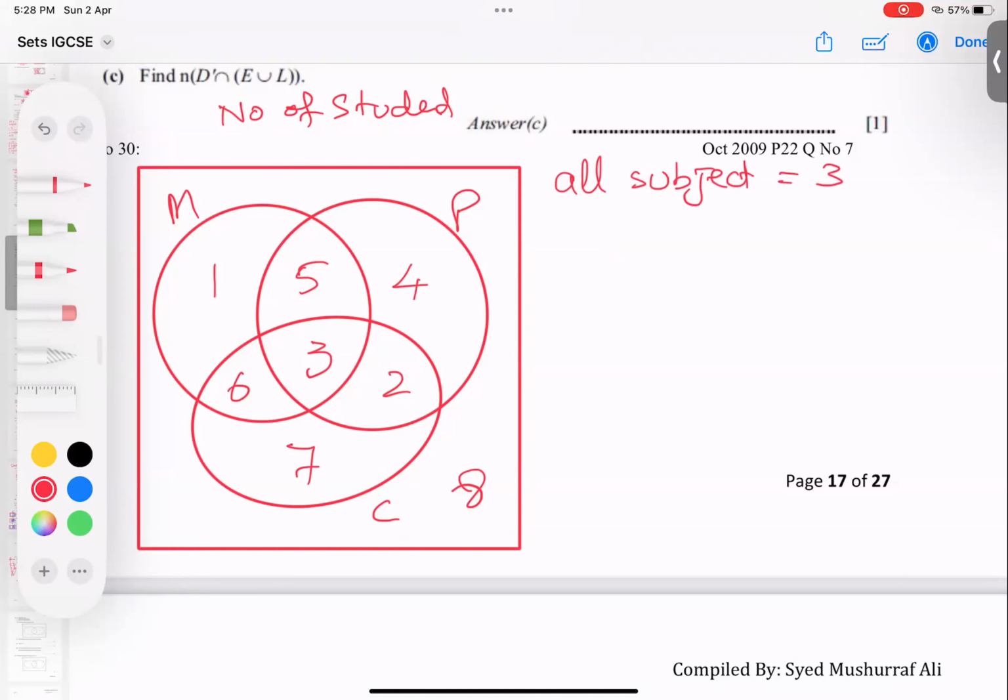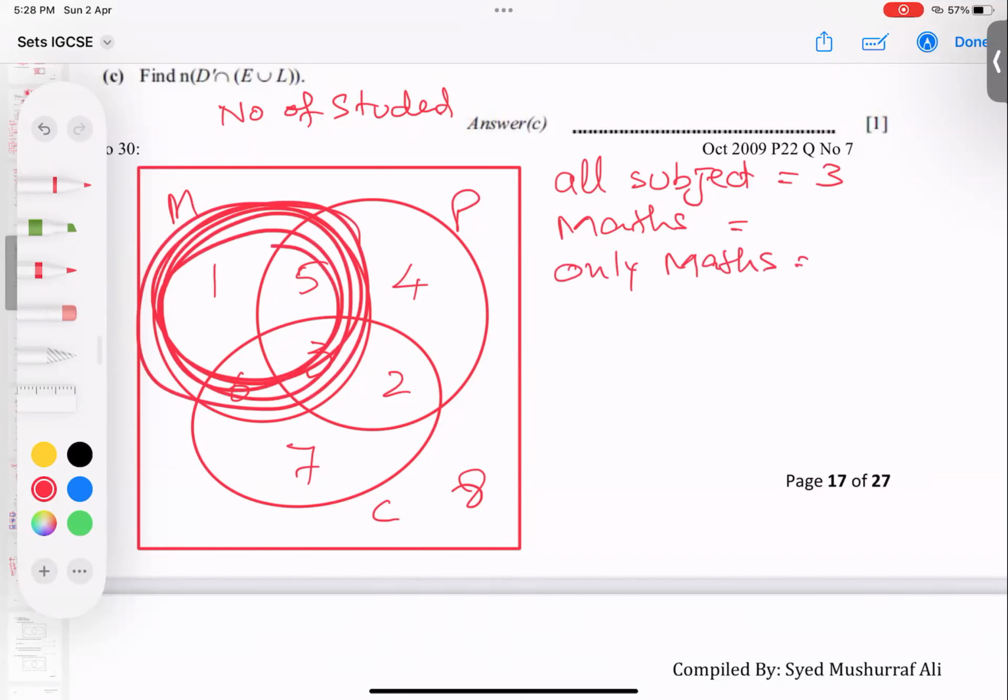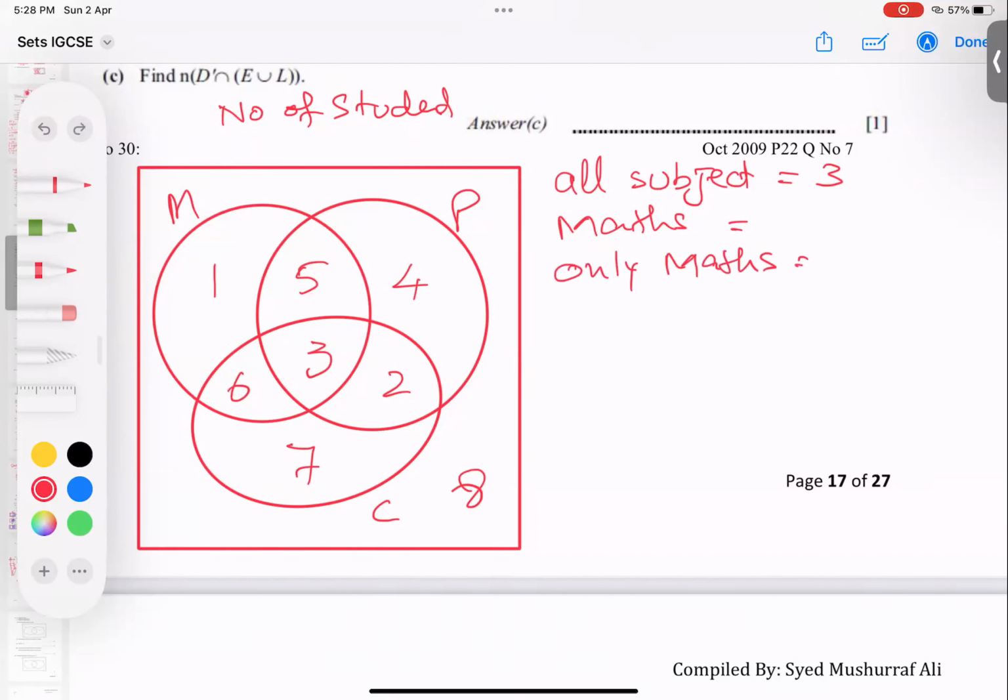If I say mathematics, I did not say only mathematics. Make sure I will write 2 words, mathematics and only mathematics. Very interesting. Mathematics means a circle of maths, this full circle of maths. So add them. 1 plus 6 plus 3 plus 5. So I repeat, 6 plus 3, 9 plus 1, 10, 15. So 15 students take math.